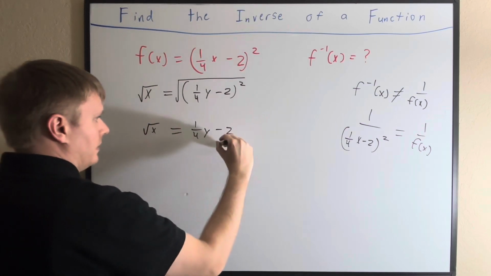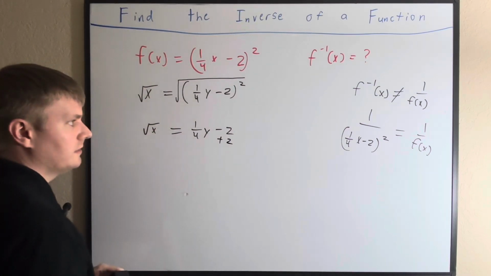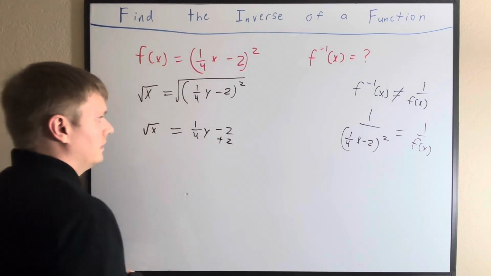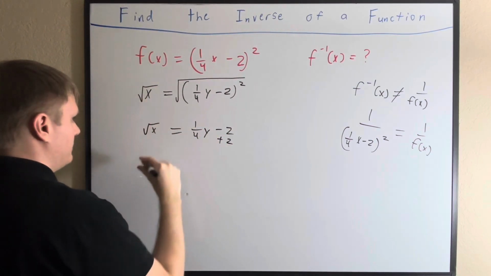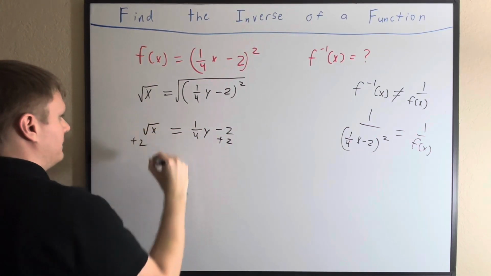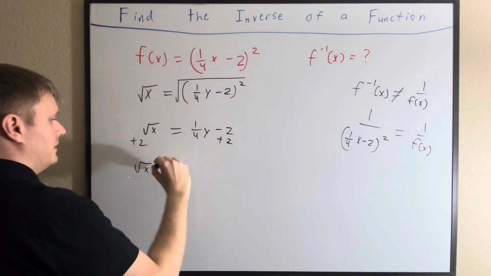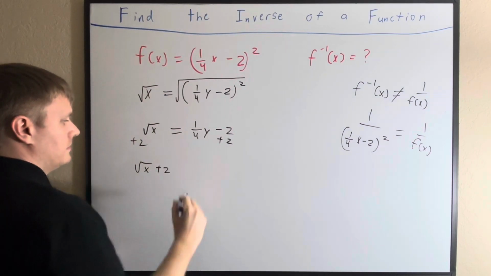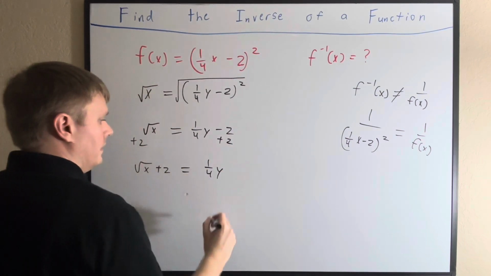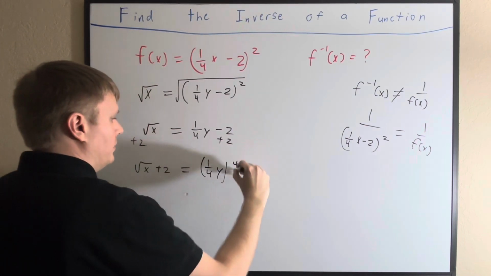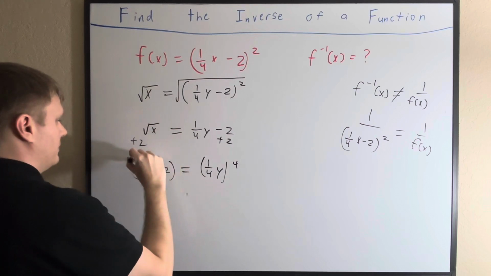Well, let's add 2. That's a little easier, right? Then multiplying the whole thing by 4. Square root of x plus 2 equals 1/4 y. And you get the y by itself. Multiply both sides by 4, right?